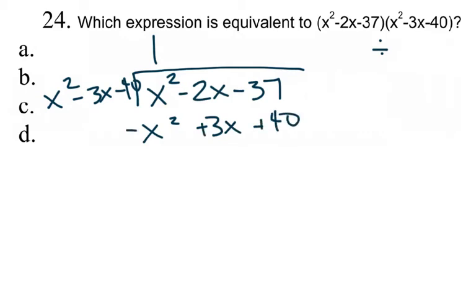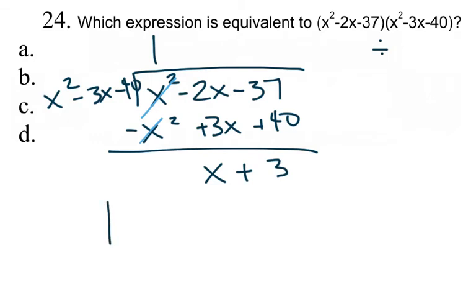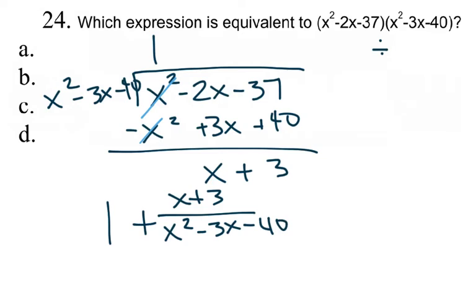Then I'm going to change everything to its opposite sign. Alright, and then I'm going to get the like terms together. So these cancel out. Negative 2x plus 3x is x. And then negative 37 plus 40 is plus 3. So my answer is going to be 1 plus the remainder, x plus 3, divided by what you're actually dividing by. So on the study guide, it's answer choice A.